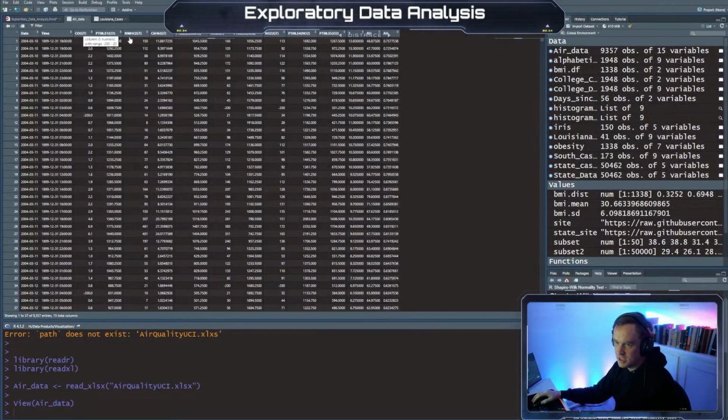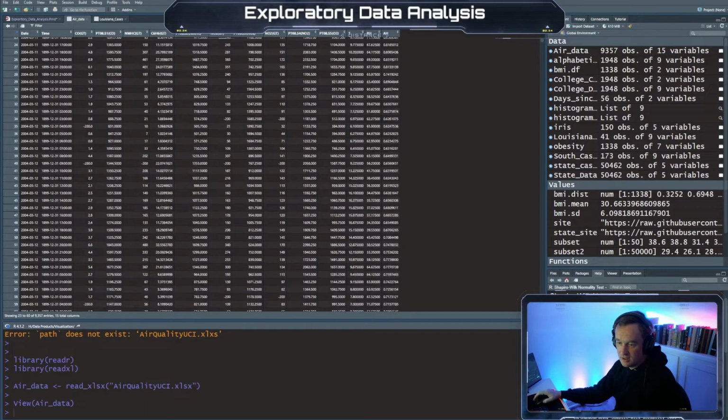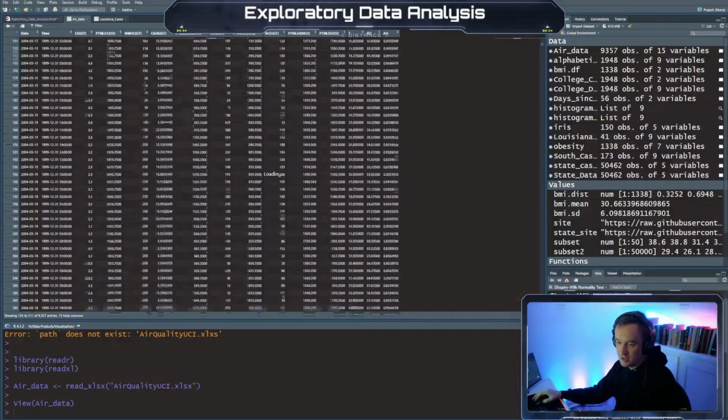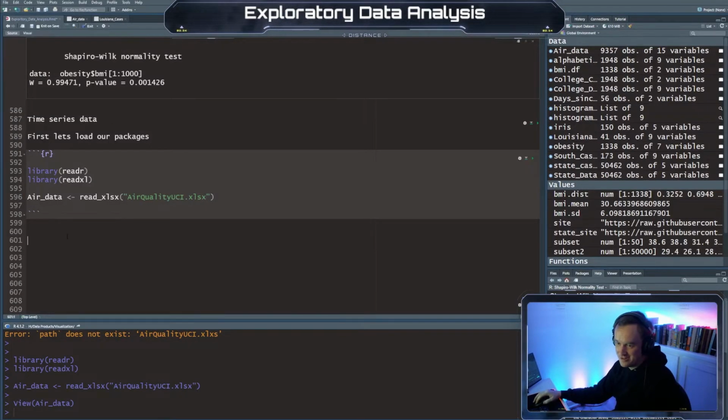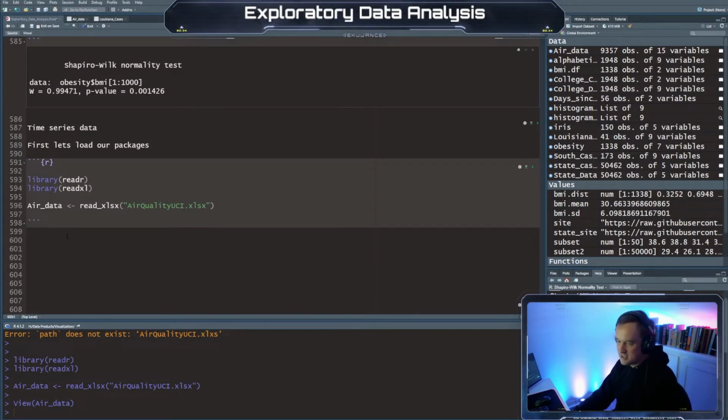So we have carbon monoxide, nitrous oxide, all these other gases, nitrogen, etc. in this data set, and the time of day, etc. But what's most important about this data set is it's hourly, right? So we have every hour this is being measured, and we need that for time series data, right?